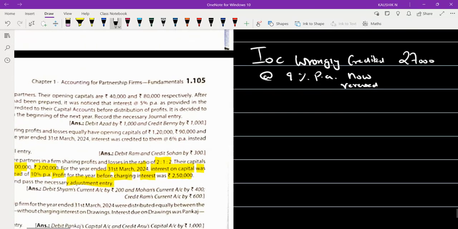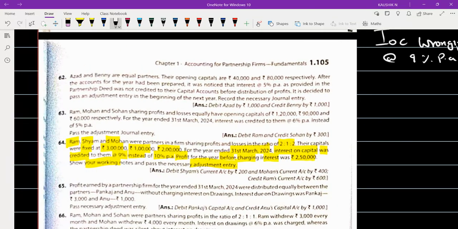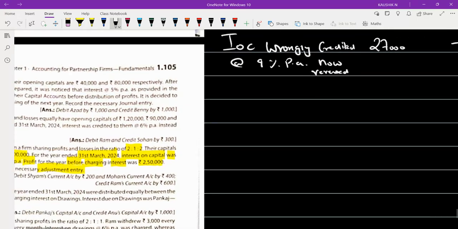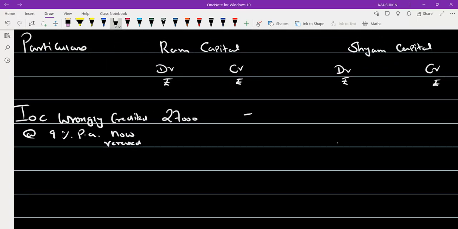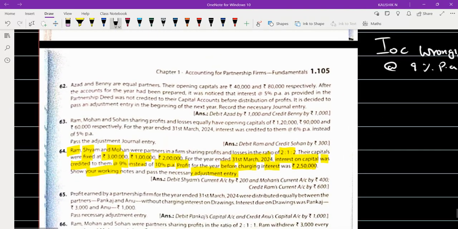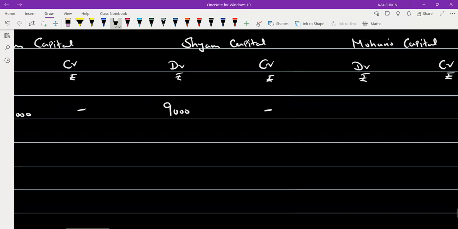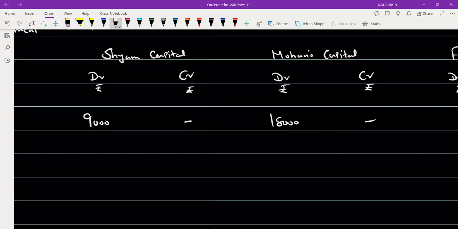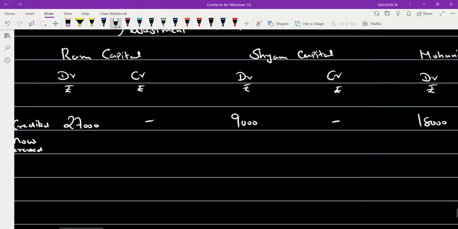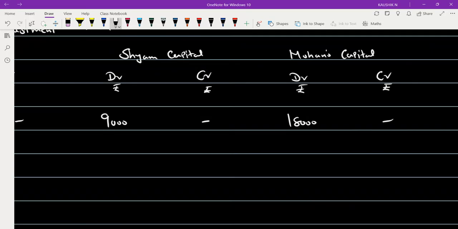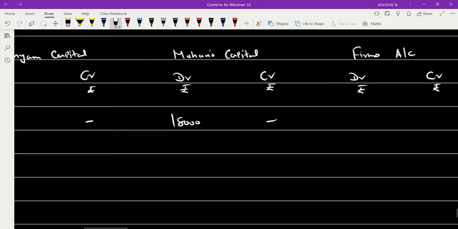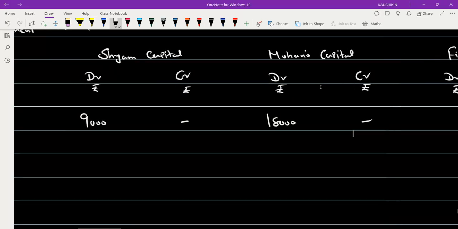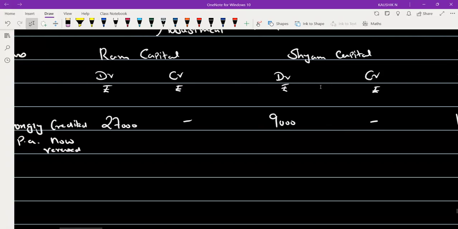Okay. Followed by that, you have 1 lakh rupees. 1 lakh rupees at 9% is 9,000. Very good. So that should be debited. And 2 lakh rupees at 9% is 18,000. Now add all these values: 27,000 plus 9,000 plus 18,000. Will you get 54,000?